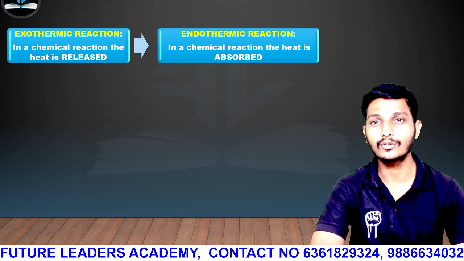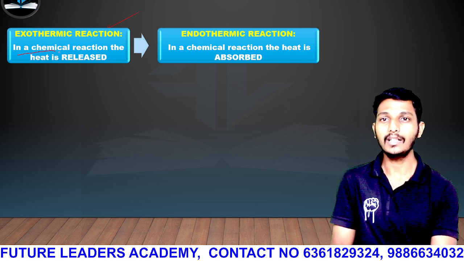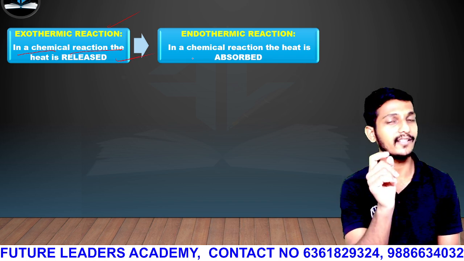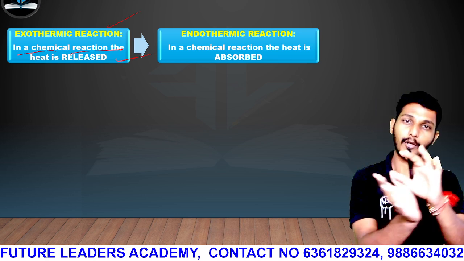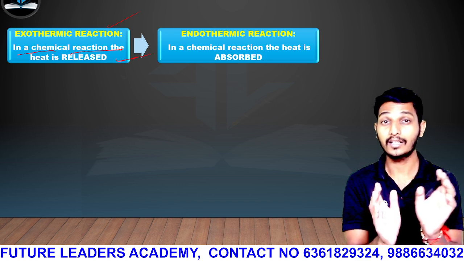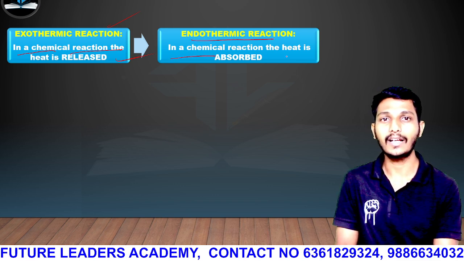Listen, exothermic reaction: in a chemical reaction the heat is released. In a chemical reaction heat is released, that is, heat is released while the reaction takes place. Okay, there is a release of heat in a reaction. And endothermic reaction means in a chemical reaction the heat is absorbed.